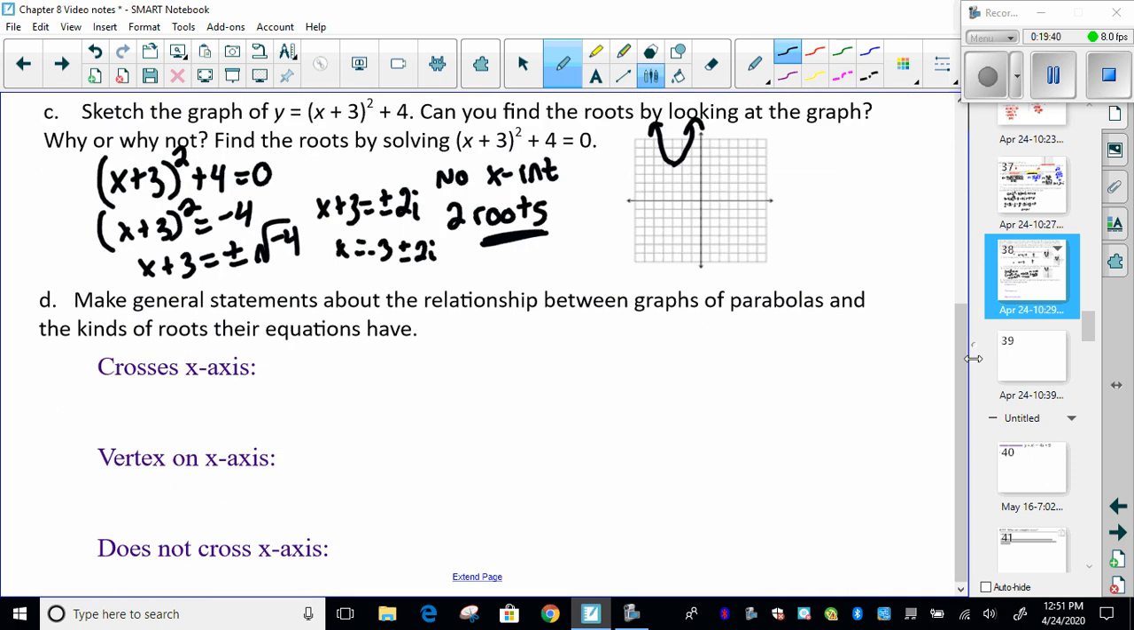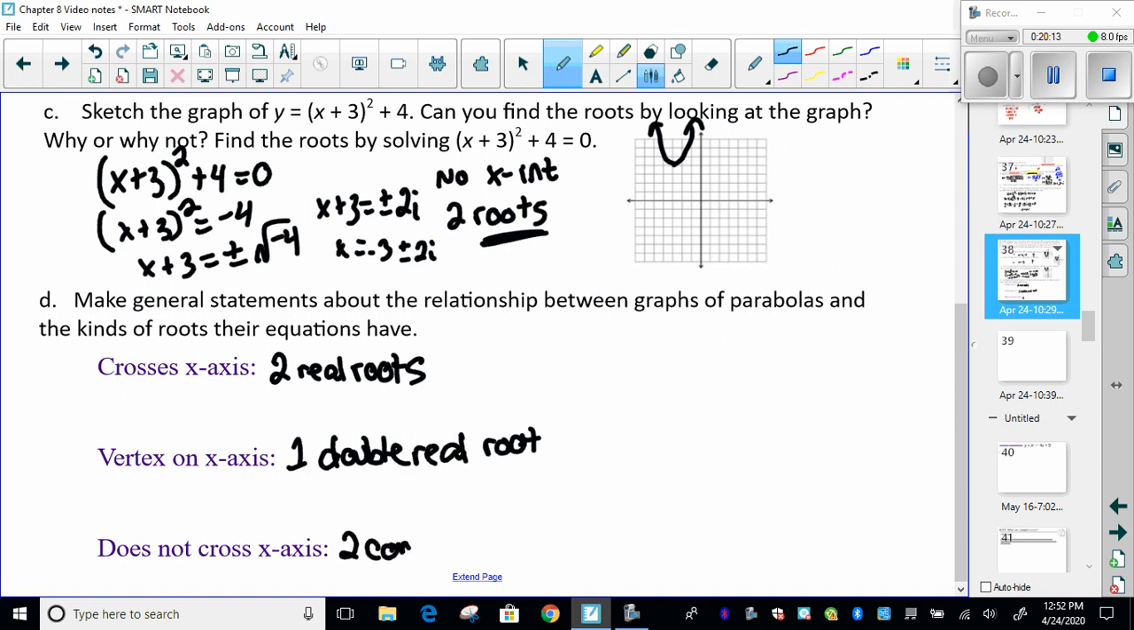So now, I'd like to make some general statements about the relationship between the graphs of parabolas and the kind of roots their equations have. If it crosses through the x-axis, then we have 2 real roots. If the vertex is on the x-axis, there is 1 double real root. If it does not cross the x-axis, there are two complex roots because there will be an i in it.